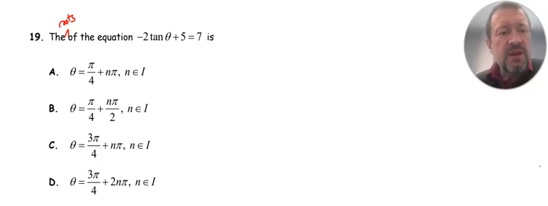Okay, so this question really should say: the roots of the equation negative 2 tan theta plus 5 is equal to 7 are, and then we have the list of options there. So we're going to go through and solve this.